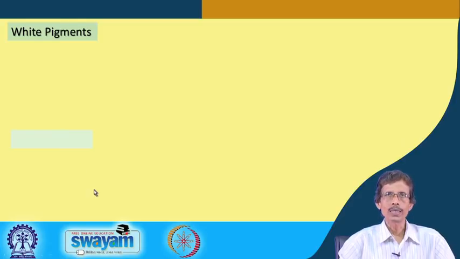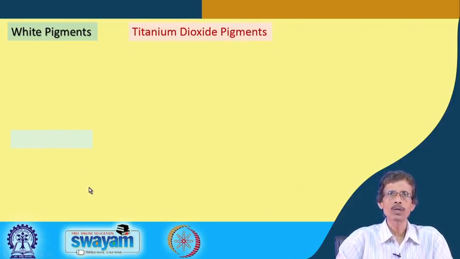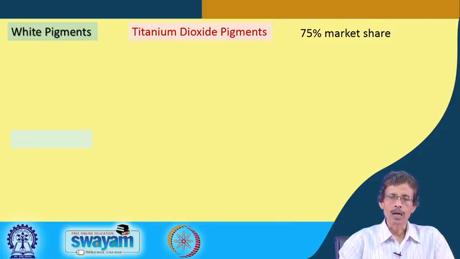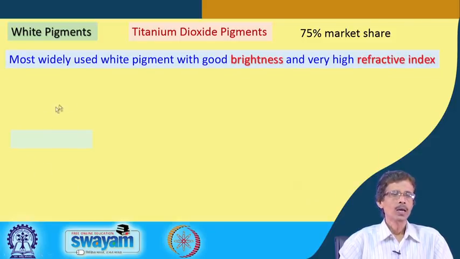So, we will see how we get the white pigment, and white pigments are definitely the titanium dioxide pigment, and that titanium dioxide covers 75% of the market share. So, whatever white inorganic pigment is available in the market and we use, mostly they are all titanium pigments, and that is why they are all using it, because of their good brightness and very high refractive index.